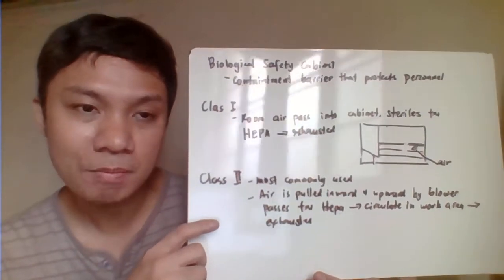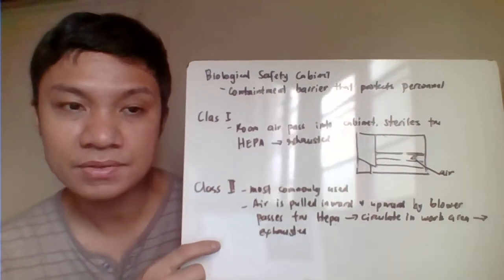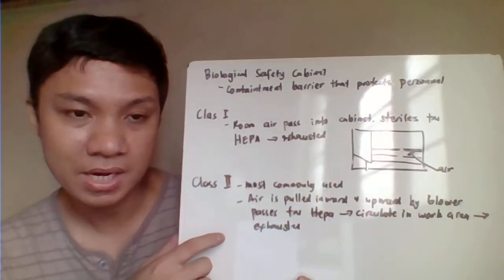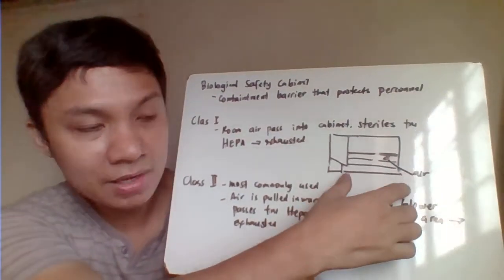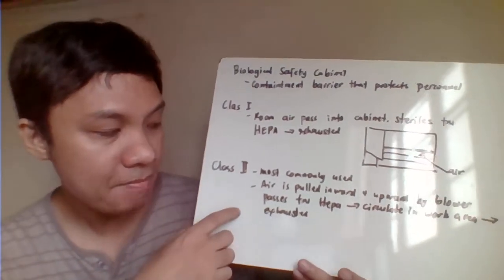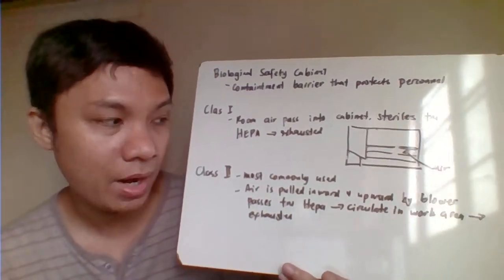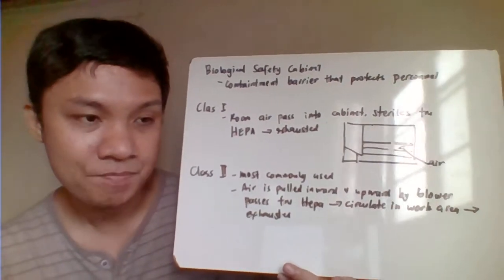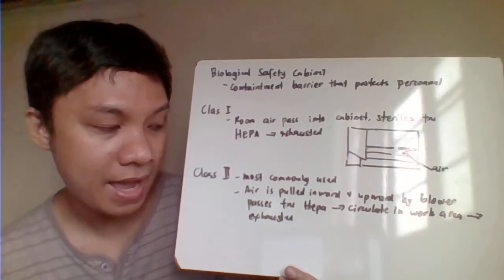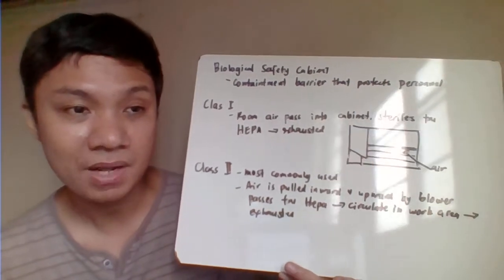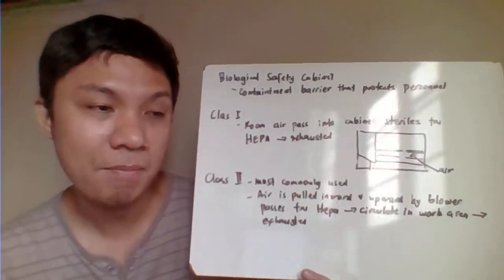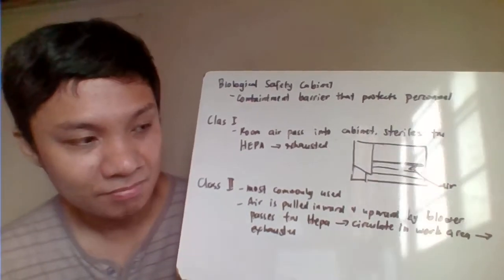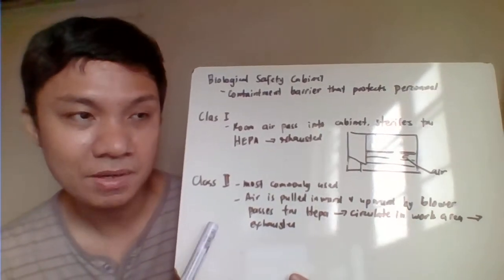Okay, the class 2 biological safety cabinet is the most commonly used biological safety cabinet in the laboratory. It is characterized by an open front. The only difference is that air is pulled inward and upward through your blower, passes through your HEPA filter before it goes to the work area, and eventually passes out, going through the HEPA filter again, and is eventually exhausted to the environment. So what is biological safety cabinet 2?